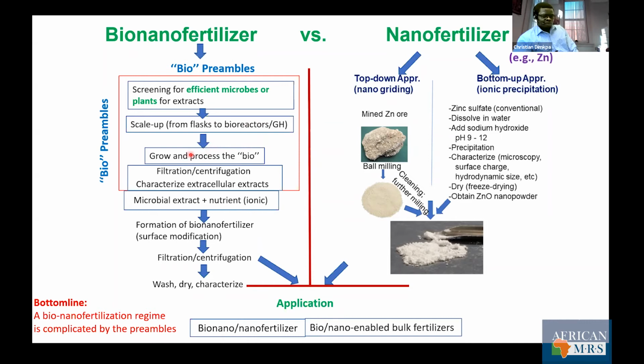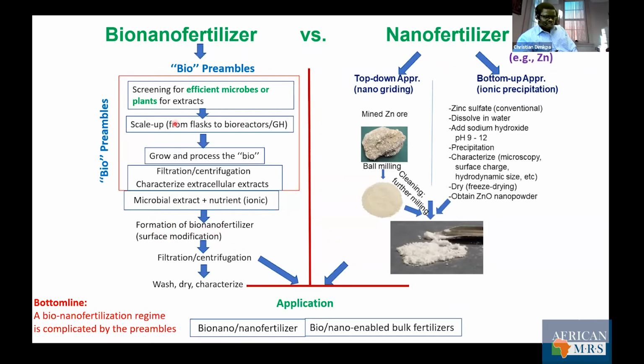And how do you grow and process the bio? Processing will mean you have to filter them, you have to centrifuge, you have to characterize the extract in terms of protein content, organic acid content, enzyme activity, and all sorts of activities. So this is a rate limiting step. This is a step you must take before you can start, and these are all the so-called bio steps you can take before you can come to the nano itself. And the nano will mean taking the extract from all of this process and mixing it with your regular nutrients to form the bio-nanofertilizer, which will be surface modified.